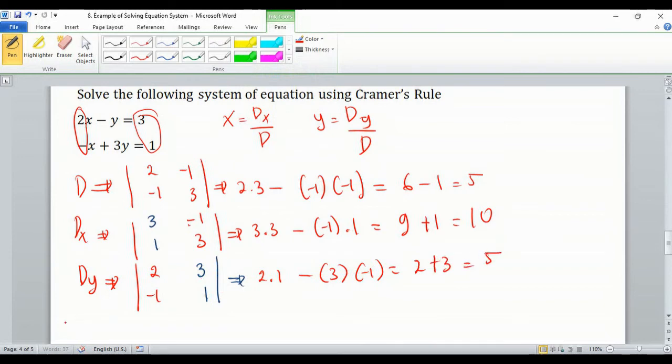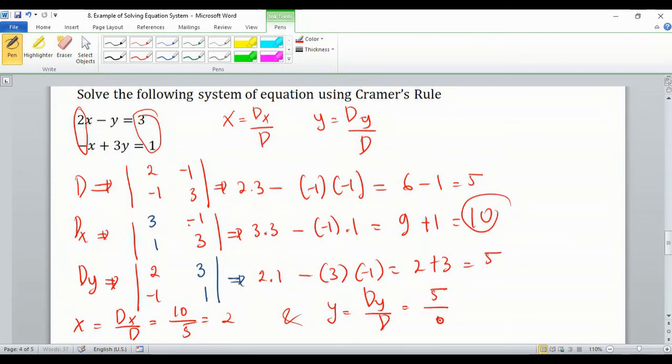So you just continue to find x equals dx over d. What's dx? The value is 10, over d, which is 5. So the result is 2. And y equals dy over d. The value of dy is 5 over d, which is 5. So 1. So we get x equals 2 and y equals 1. Okay, do you get it, everyone?